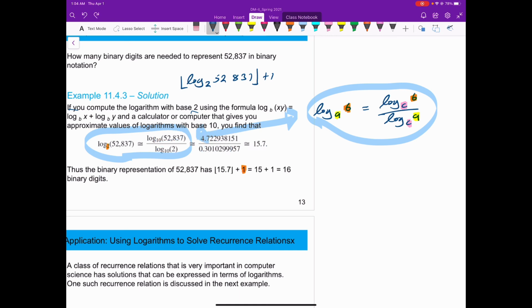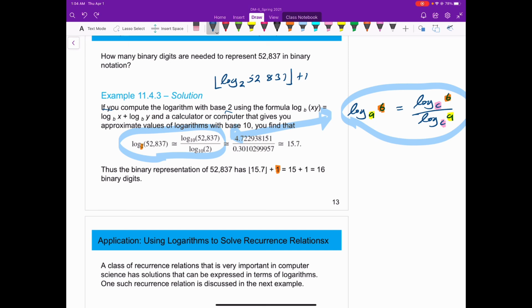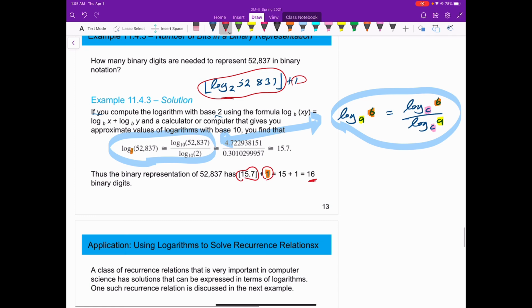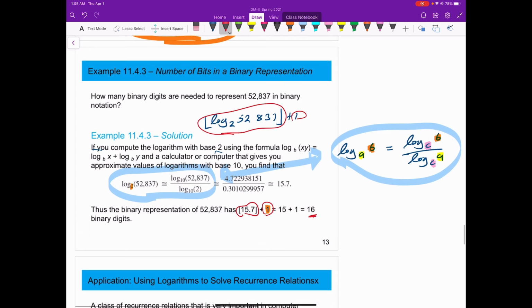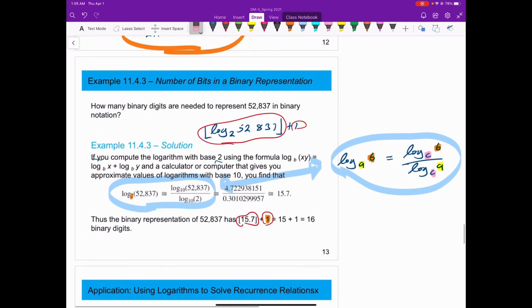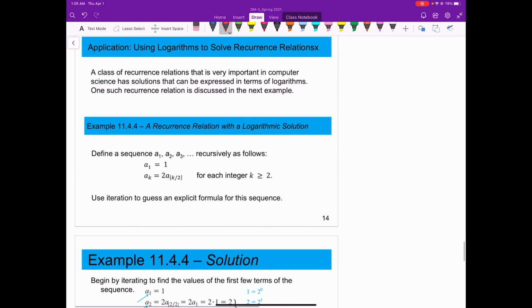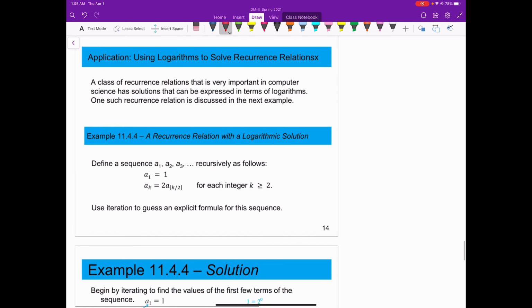Now what you have to do is get the floor function of that, like I explained earlier. So this is the floor function, and then you have to add 1 to that. So the answer should be 16. There should be 16 binary digits for this problem. In order to represent 52,837, you should need 16 binary digits. All right, so let's move to the next example.